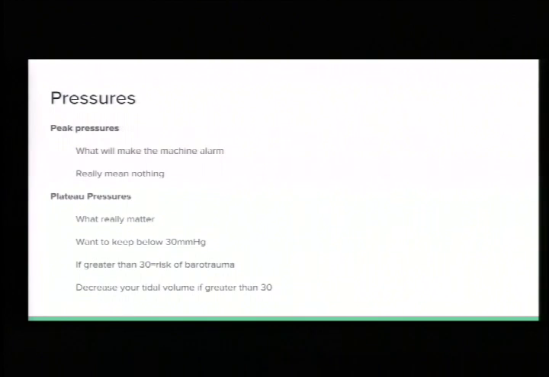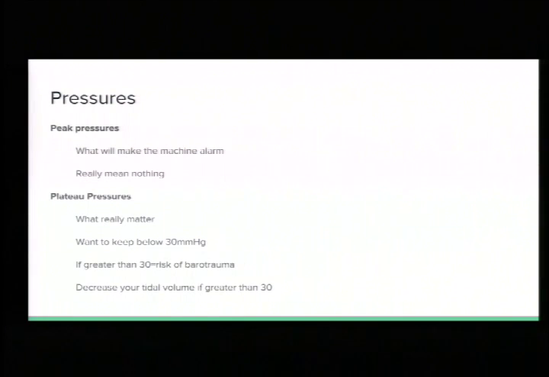Pressures. So peak pressures, that's what's going to make that thing scream at you nonstop. It makes this machine alarm, it doesn't really mean much of anything when you really look at the literature. It's really getting a plateau pressure. That's what you want to keep below 30. You don't need your peak pressures to be below 30, but you need your plateau pressures to be below 30. If they're greater than 30, that's when you get your risk of barotrauma and pneumos and such. So it's not so much the PEEP as it is just the total pressure.